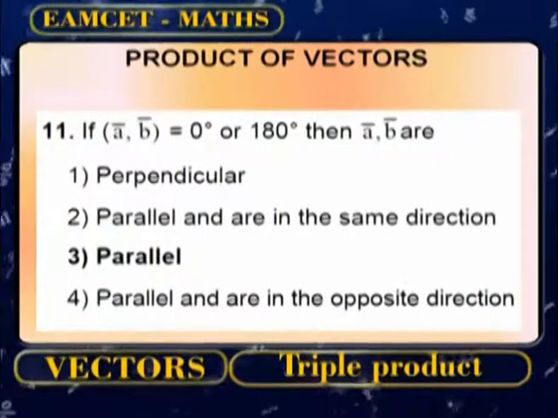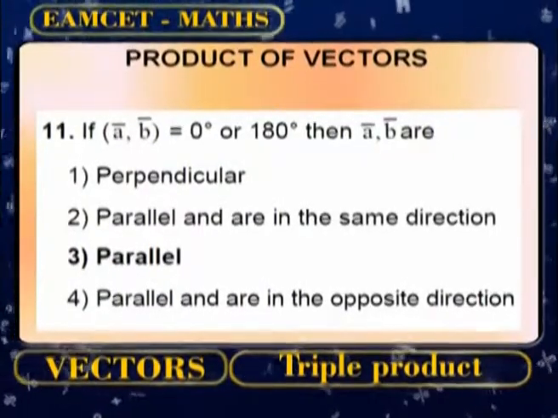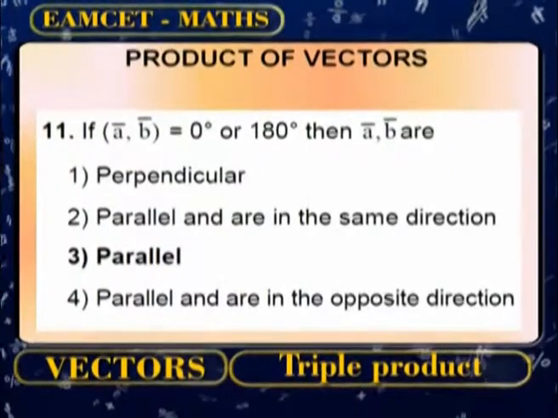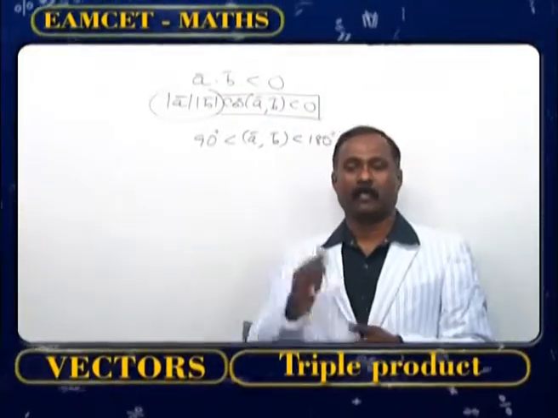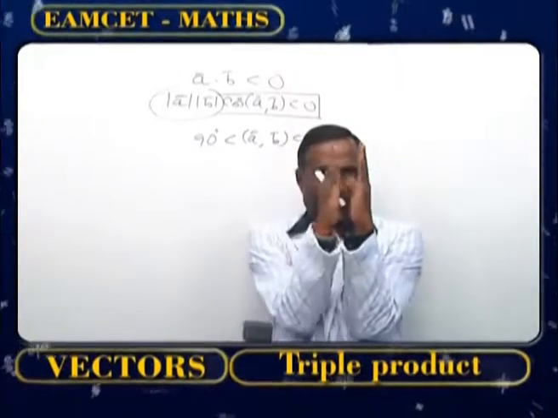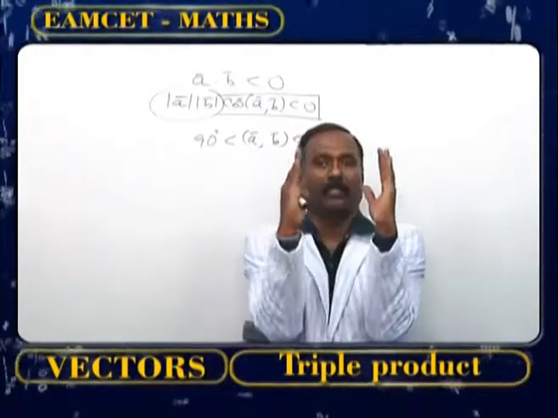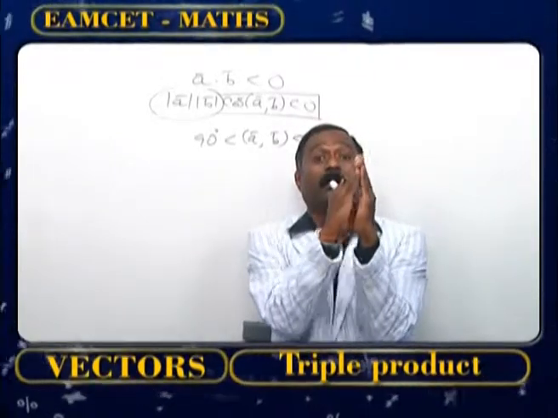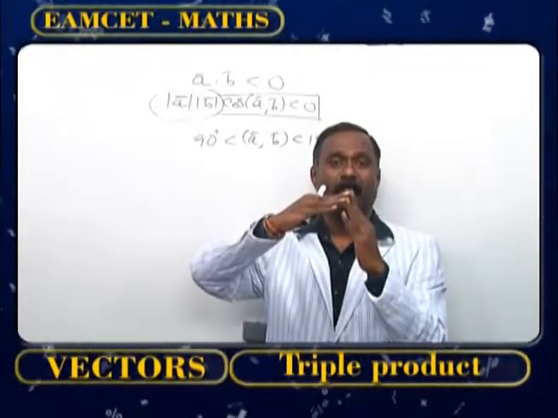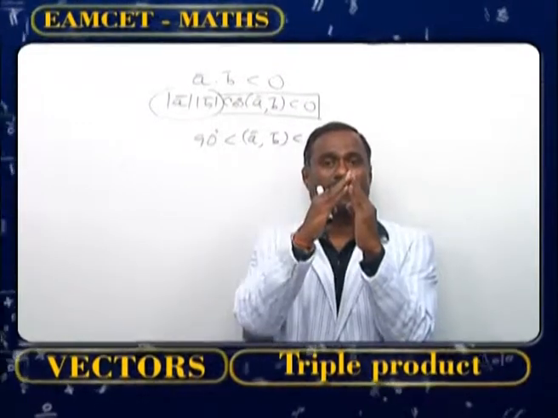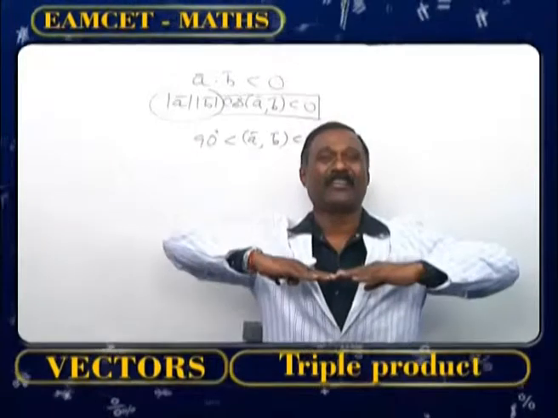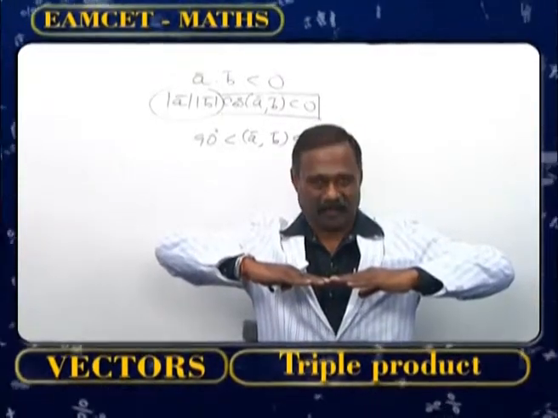The angle between A bar comma B bar is equal to 0 degrees or 180 degrees, then what are A bar and B bar? Let us take this is A bar, this is B bar. The angle between them is 0. Either they must be parallel or coincident if it is 0. If it is like this, it is 90. If it is like this, it is acute. And if it is like this, it is obtuse. If it is like this, it is 180.